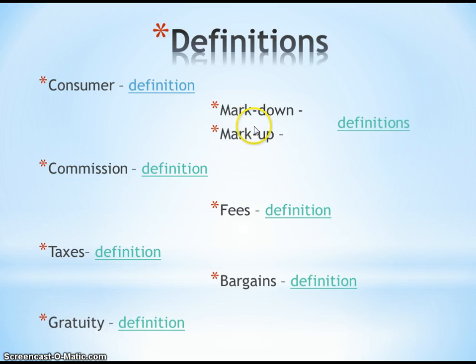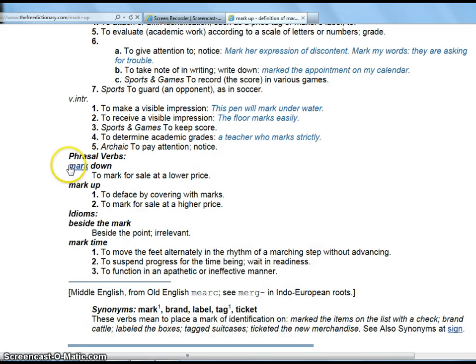Next we have our markdown and our markup. So for our markdown, it is to mark for sale at a lower price, and a markup is number 2, to mark for sale at a higher price. So think of it as marked down, the price is going down. This is all about sales and purchasing things. So mark down, the price goes down. Mark up, the price goes up. Think of a couple different reasons why you would have a markdown and list them in your notes. Think of a couple reasons why somebody might do a mark up and list those in your notes. We will compare these in class.